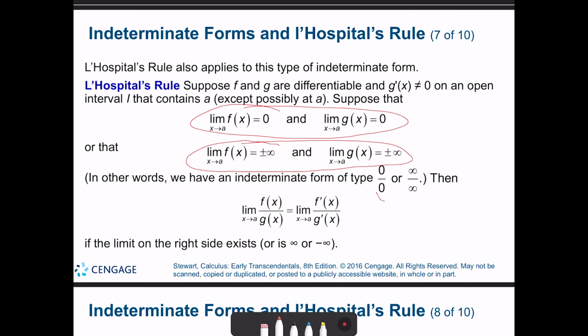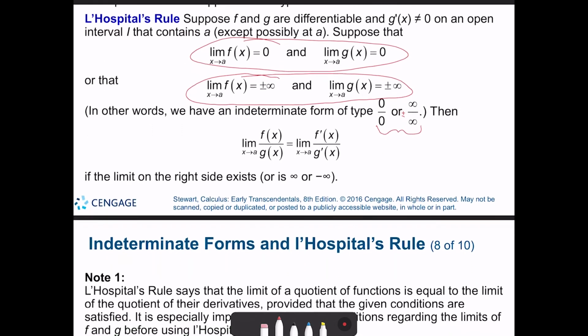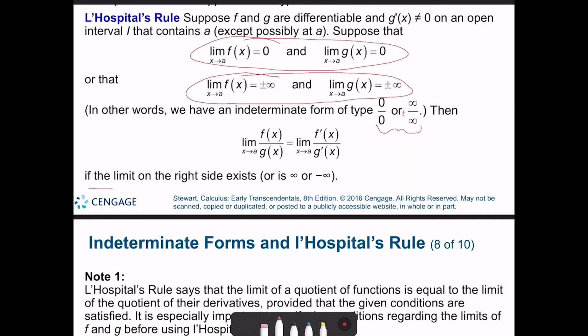So this is, for the most part, how we're referring to the two indeterminate forms. I think we could safely put a plus or minus in front of that fraction because the infinities could go in opposing directions. So if the limit on the right side exists, we've got these two scenarios that I circled up here, this one and not that one.